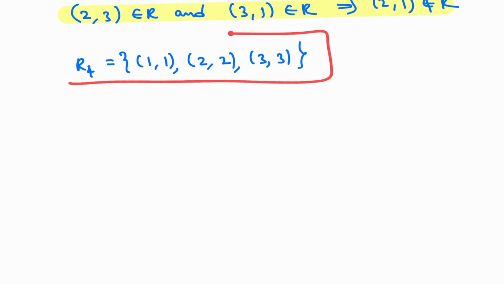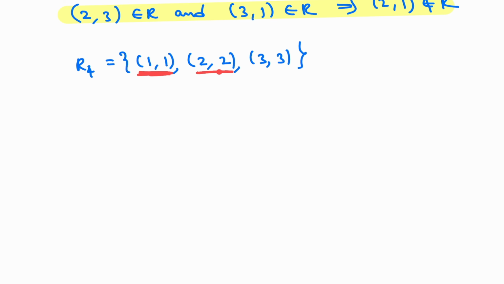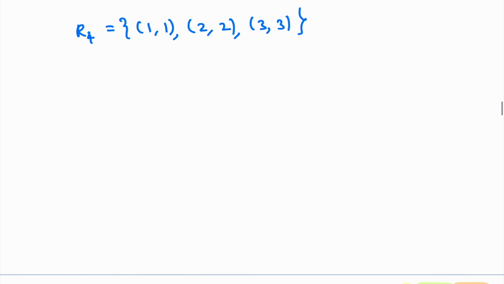Observe this relation R4. It is a relation on A because 1 comma 1 is there in A cross A, 2 comma 2 is there in A cross A, 3 comma 3 is also there in A cross A. So R4 is a subset of A cross A. So R4 is a relation on A. Now I need to check whether this relation is transitive or not.